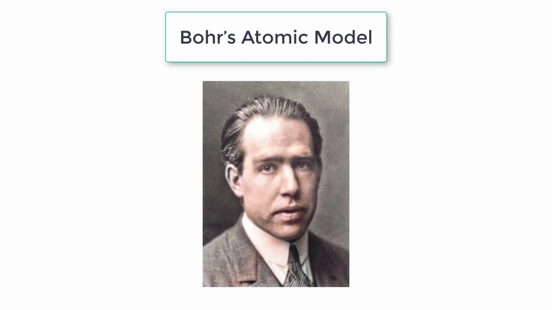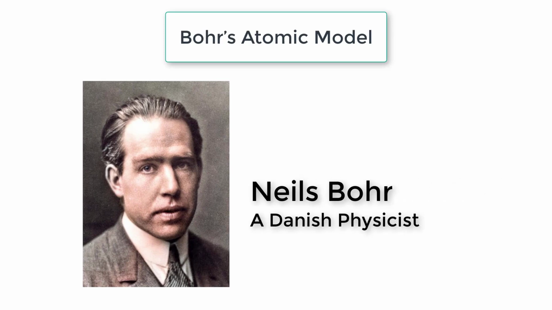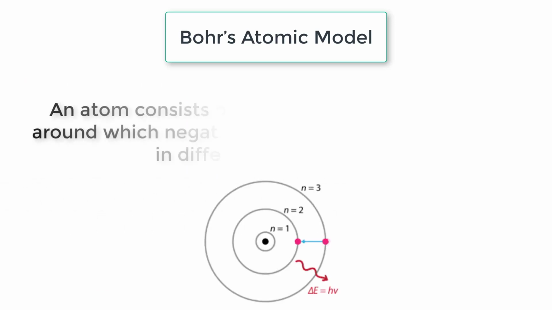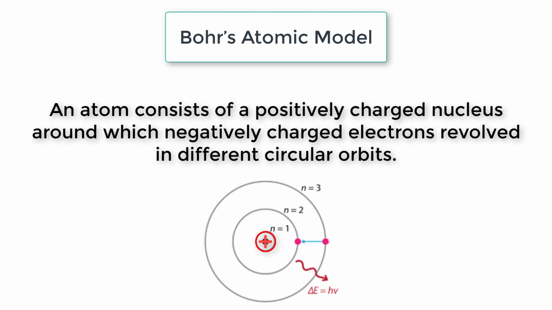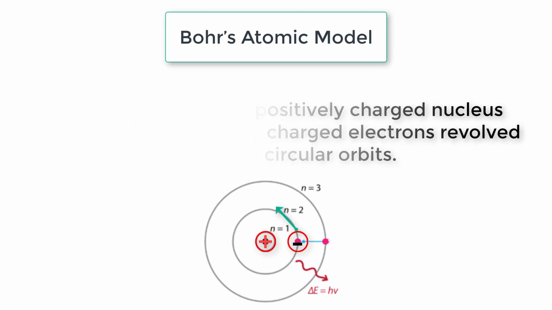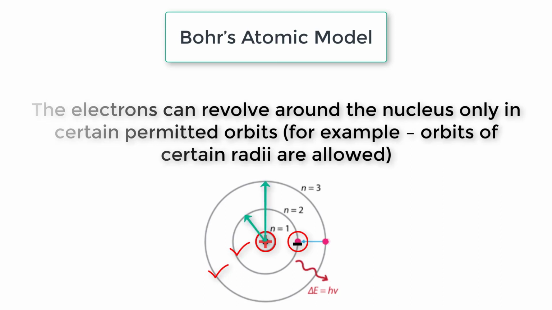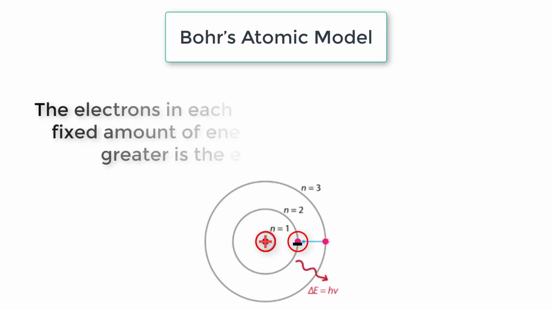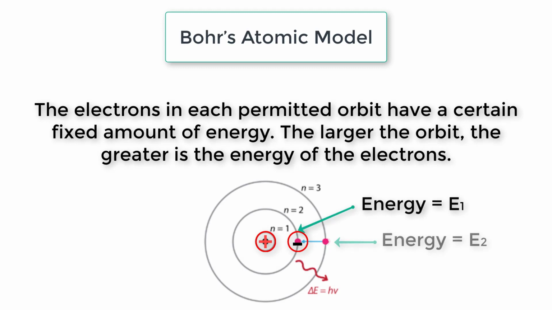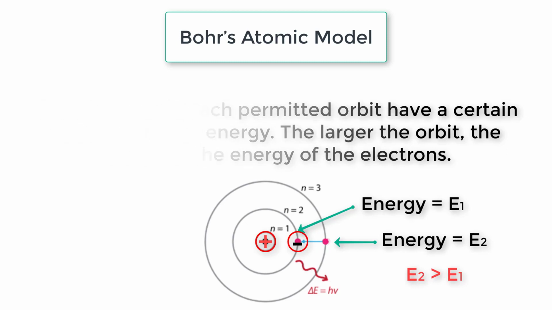In 1913, Niels Bohr, a Danish physicist, gave a clear explanation of atomic structure. According to Bohr, an atom consists of a positively charged nucleus around which negatively charged electrons revolve in different circular orbits. The electrons can revolve around the nucleus only in certain permitted orbits. For example, orbits of certain radii are allowed. The electrons in each permitted orbit have a certain fixed amount of energy. The larger the orbit, the greater the energy of electrons.